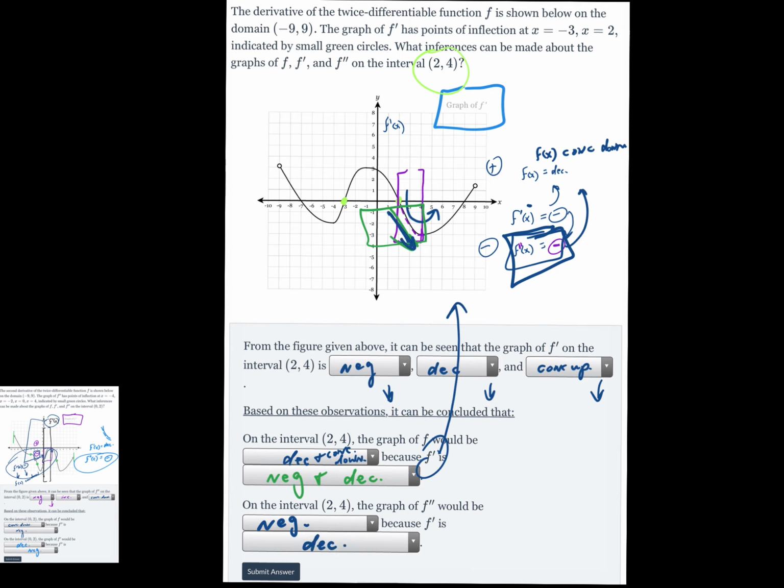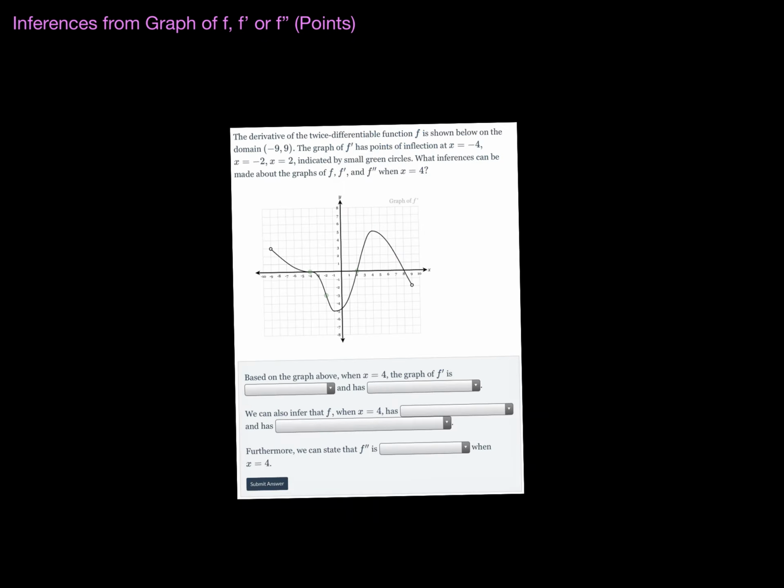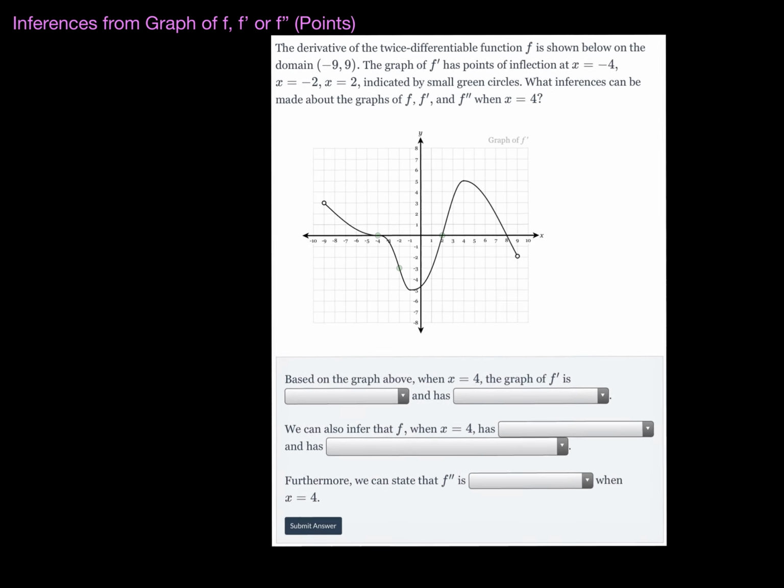During that interval, it's going down, which is the slopes of the tangent lines, which would be f double prime. Those are the last examples. We're dealing with an interval. Now we're going to look at a specific point on the graph, in this case, x equals 4. All right, what can we infer here?